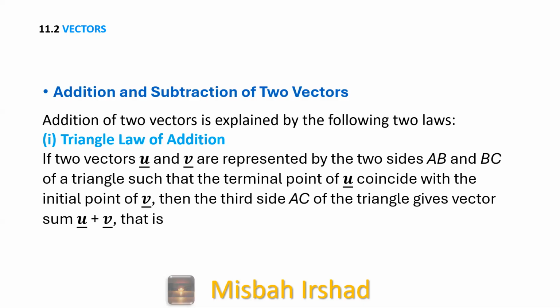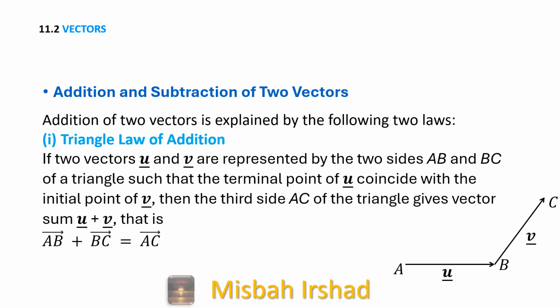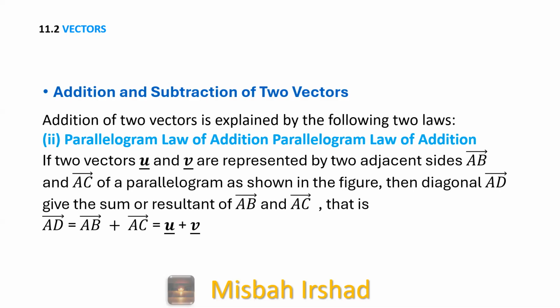Addition of two vectors can be seen with the help of the triangle law of addition. If we have a vector u which is represented by the arrow AB, and we have a vector v which is represented by the arrow BC, that is, the initial point of the vector v is the terminal point of vector u, then the resultant vector can be represented by the vector AC, and this is called the triangle law of addition. So AB plus BC is equal to AC.